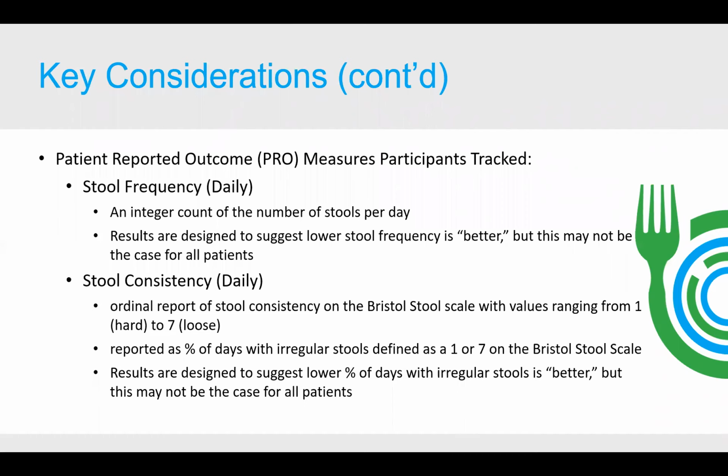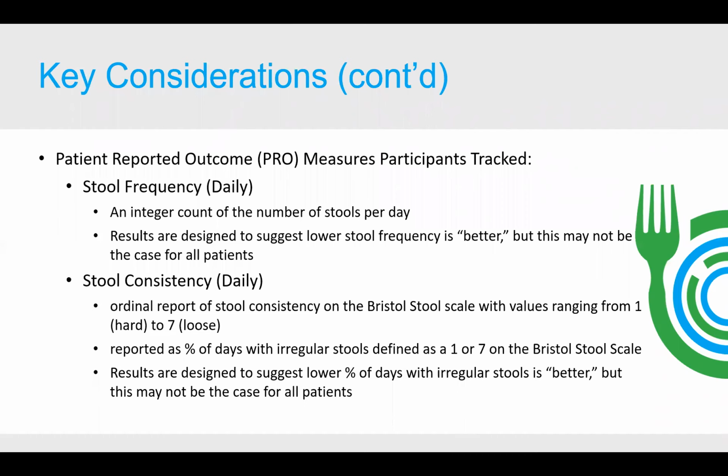Patients are also tracking their stool consistency every day. The measure that they're tracking is using the Bristol Stool Scale. So that's an ordinal report of their stool consistency with values ranging from 1, which denotes a hard stool, to 7, which denotes a watery stool. And we're reporting this information as the percent of days where patients are having irregular stools, meaning either a 1, a very hard stool, or a 7, a loose stool on the Bristol Stool Scale.